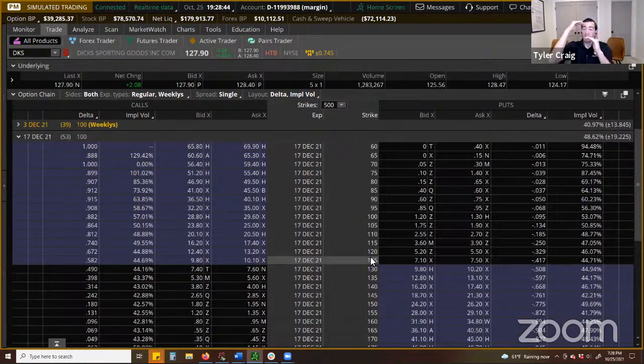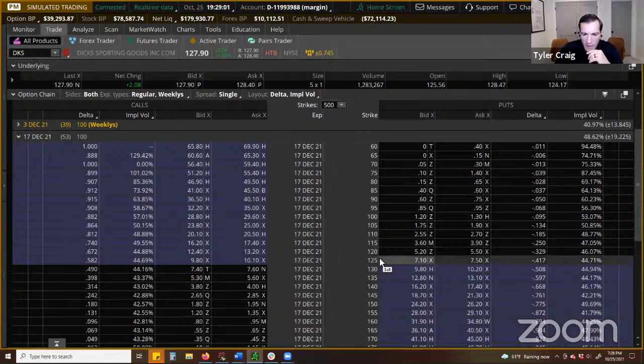Remember, these are all the contracts. You can lock in the right to buy DKS for 125, 120, 115, 110. A lot of choices. What was my rule or guideline? It was to buy the first strike in the money. The stock's at 127.90. First one below that's 125. I want to buy the DKS 125 call.